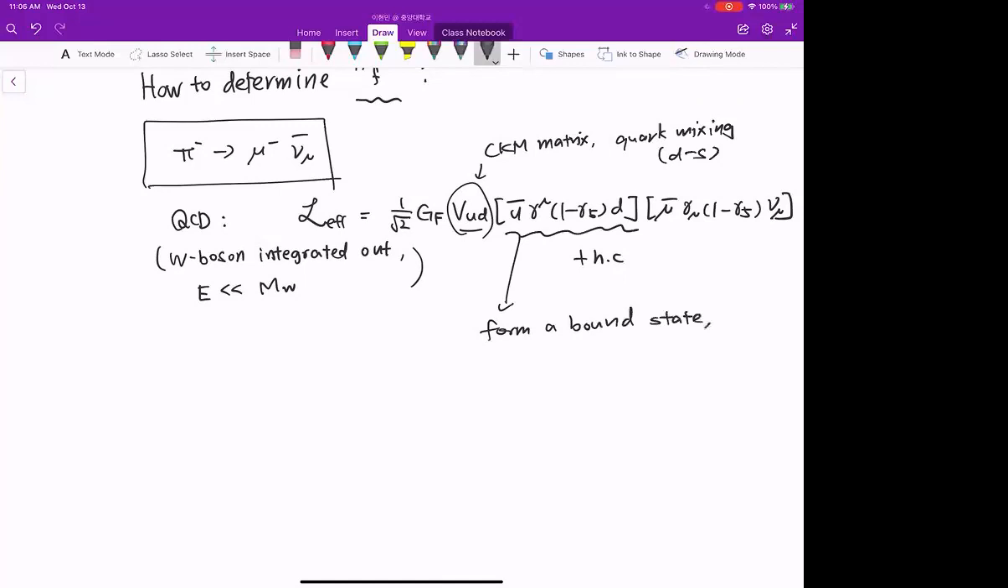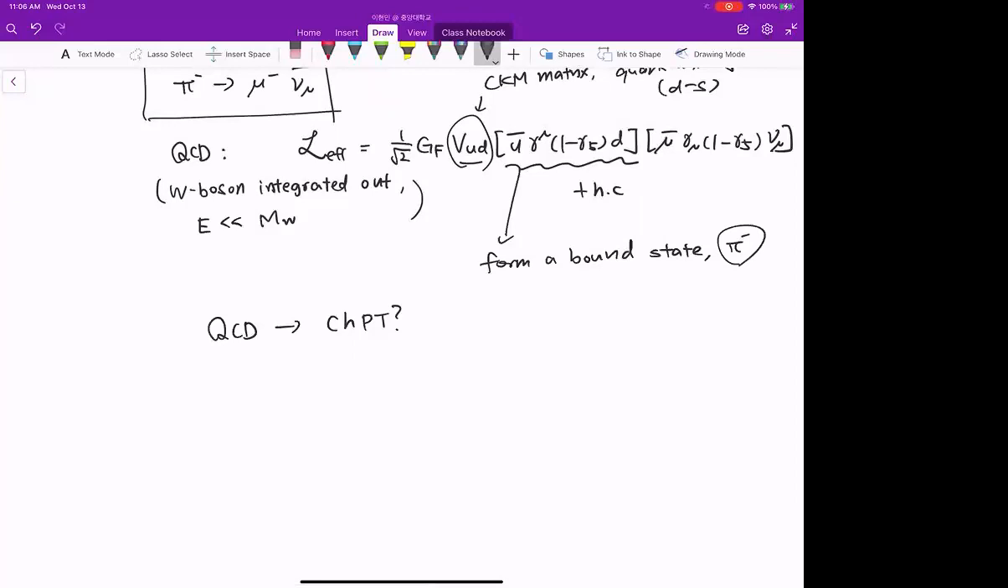Which is the charged pion. Then how to match between QCD to chiral perturbation theory. So now, in short named the chiral perturbation theory, ChPT, how to match between these two. So we call the matrix element. So when we talk about certain processes, let's say the matrix element means the probability for this decay mode process to happen.